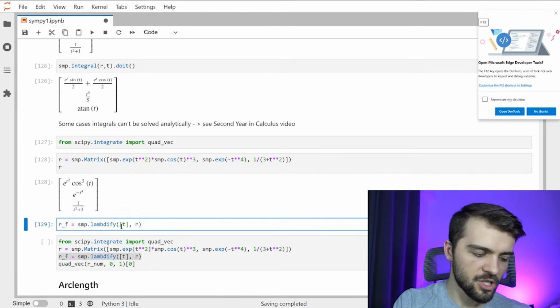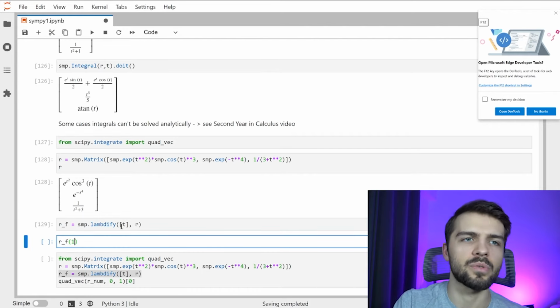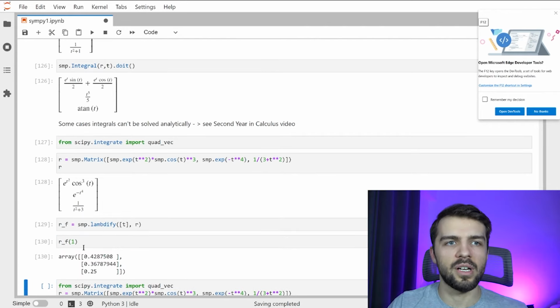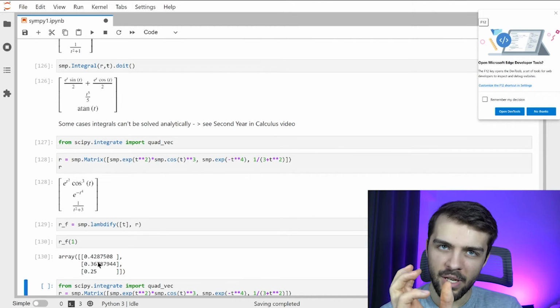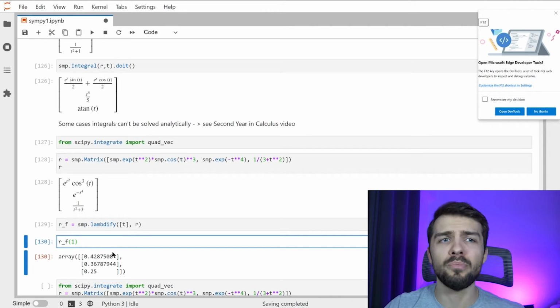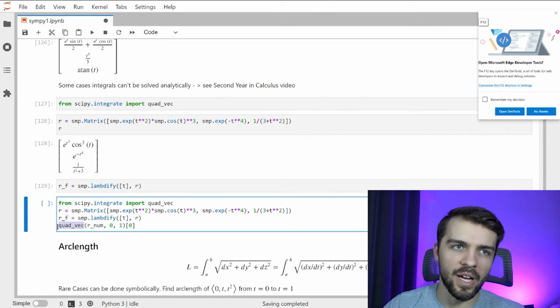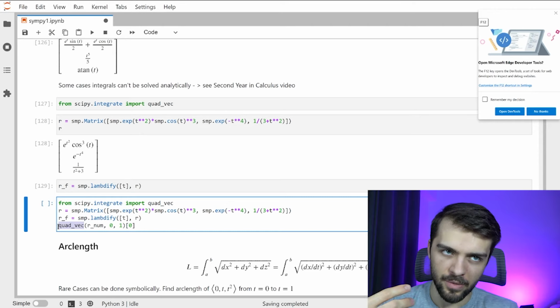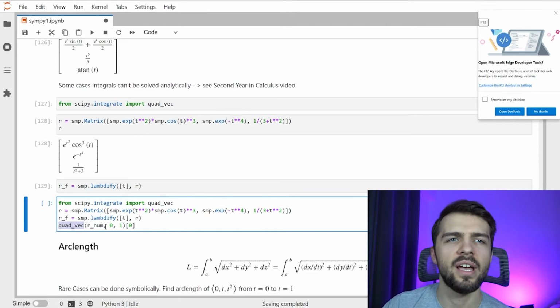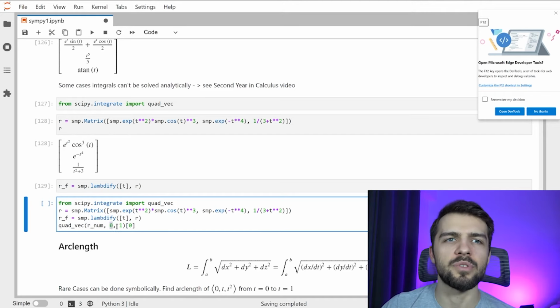So this is just a normal Python function where I can give a value of t. For example, t equals 1, and it returns a vector like this. So it's a function that returns a vector, right? And with a numerical function, I can do a numerical integral. So then I call quadvec, which does a vector integral. That's what this function does. And I integrate this numerical function from 0 to 1.